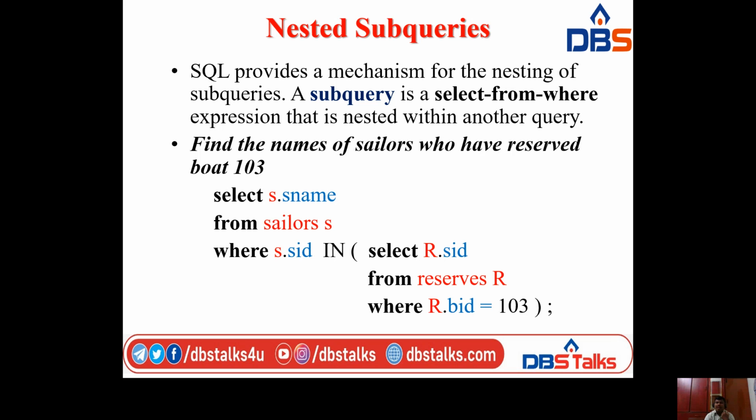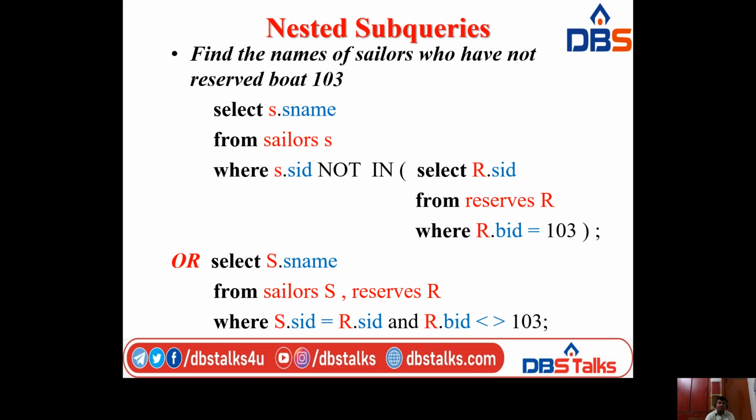Find the names of sailors who have reserved boat 103. Here: select S dot S name from sailors S where S dot sid in, here S dot sid will be checked against R dot sid in reserves. Here, select R dot sid is the subquery, and then there is another query. This concept is called nested subqueries.